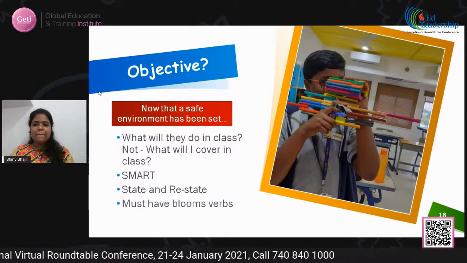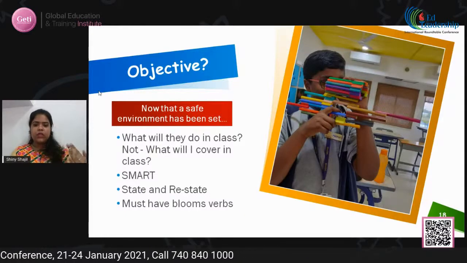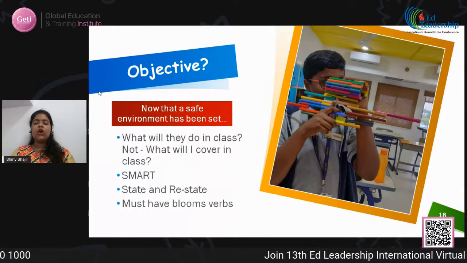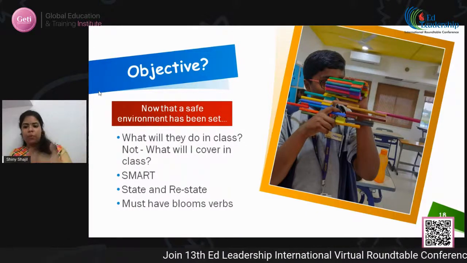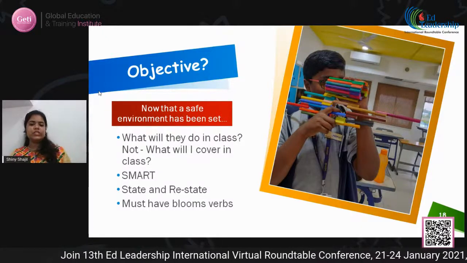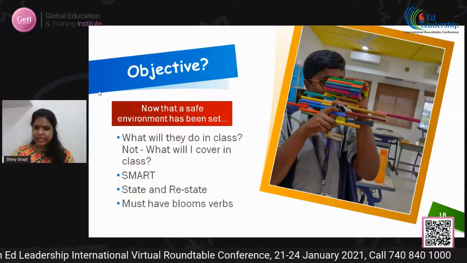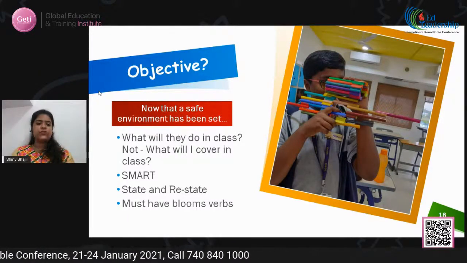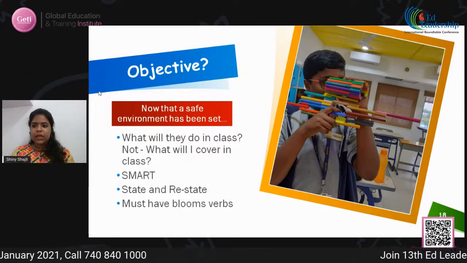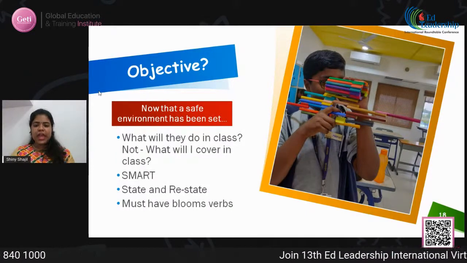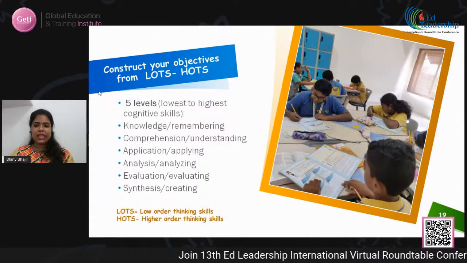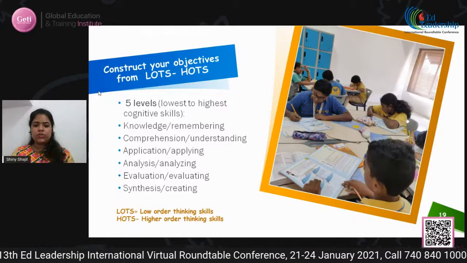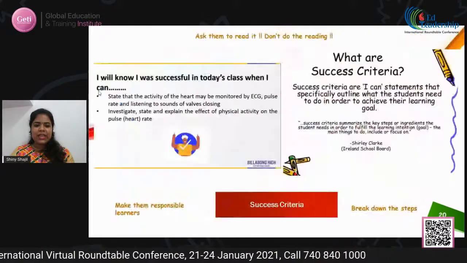Next slide, please. So these are the objectives, how you have to construct them. So you can construct them based on from knowledge to comprehension to application to analysis to evaluation and finally to synthesis. So that is how you are supposed to construct your objectives from LOTS to HOTS. All right. Now that the objective has been set, what is the next thing in our mind? Okay, so this is the slide that talks about LOTS to HOTS. Yes, Ms. Shivani, next slide.